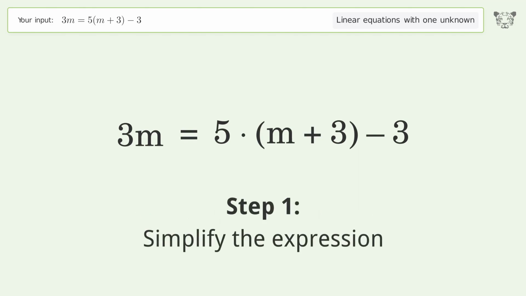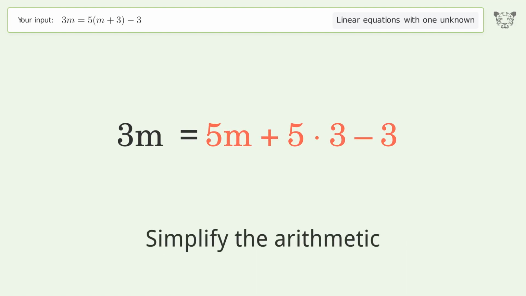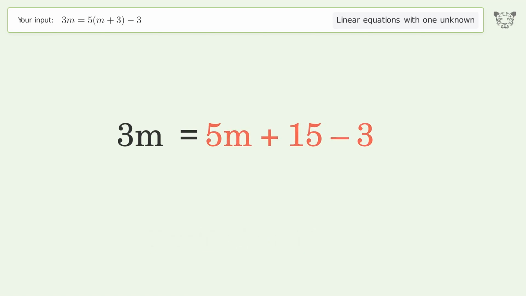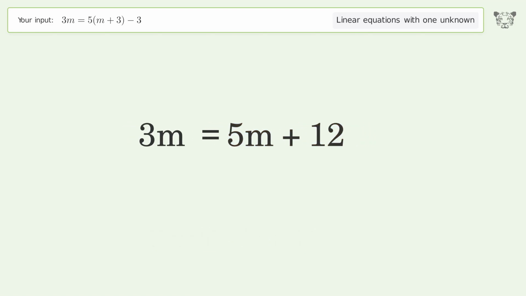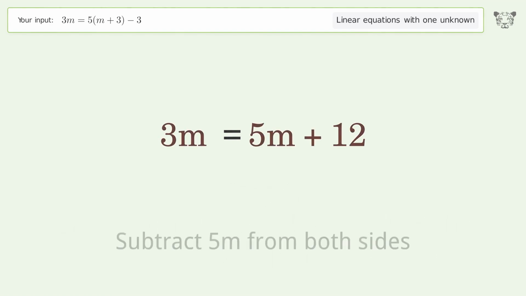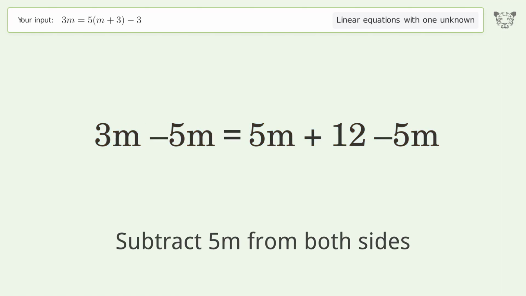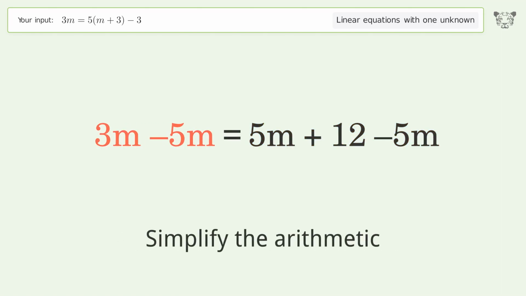Simplify the expression. Expand the parentheses. Simplify the arithmetic. Group all m terms on the left side of the equation. Subtract 5m from both sides. Simplify the arithmetic.